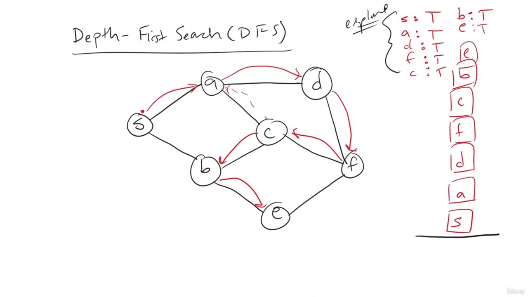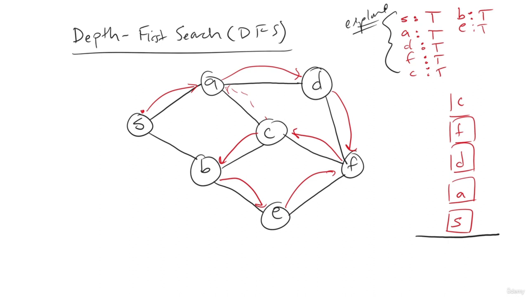Then from E we go to F. What happens at this point is items just start popping off the call stack, and we're going to start backtracking like crazy. We start going back to E. So F comes off the call stack, and then we pop back to get to E. Then E gets popped off the call stack, and we hop back to B. Then B gets popped off the call stack, and we hop back to C.